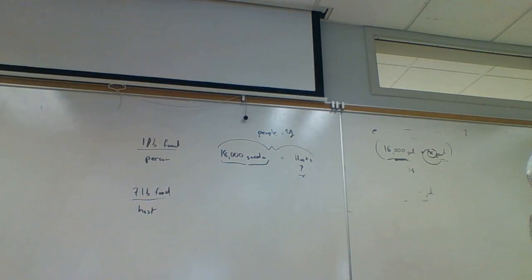No, that's the number of hosts, so then you need... Oh, plus 18,000. That's the number of hosts, so you can multiply that by 7 to get the number of pounds of food. Yeah. And then how many people are there total? That has to be 18,000 plus the hosts.